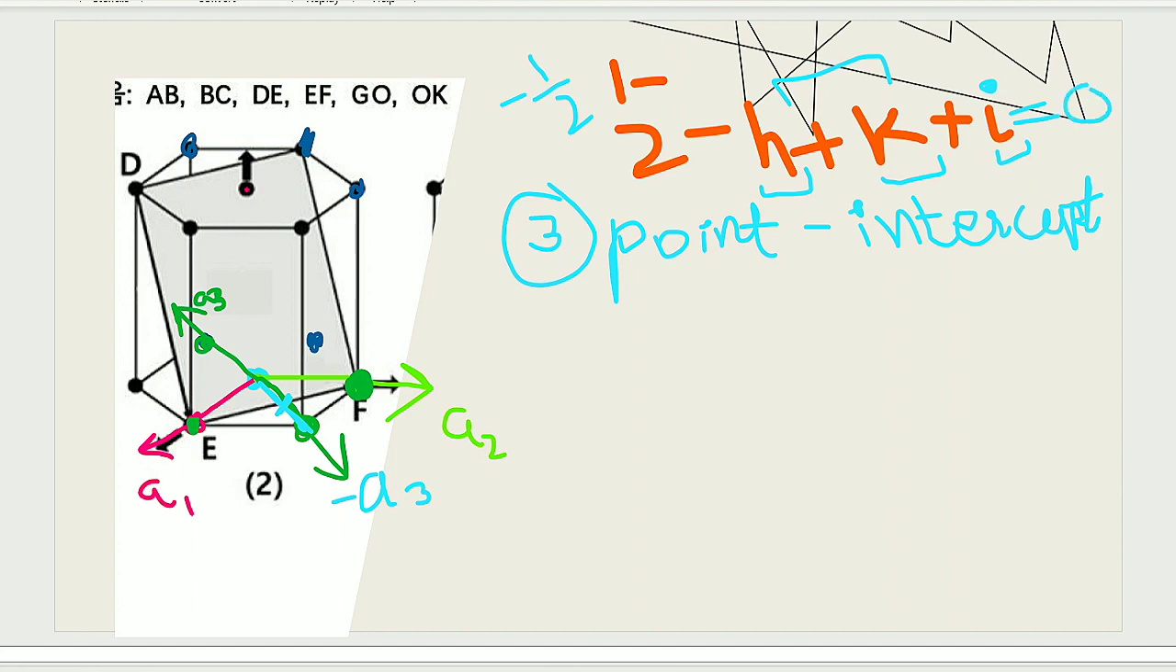So just to clarify it, we'll use point intercept form to find the intercept of the z axis here. Before that we need to determine the intercepts for a1 and a2. So let's do that.